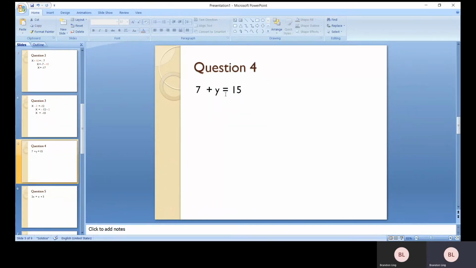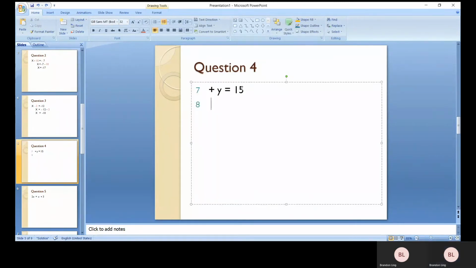Next we move on to question 4. 7 plus y equals 15. Here you need to keep the y on your left side. When you move 7 to the other side, it becomes negative 7. The reason is that in front of the 7 here you actually have a plus, but we don't usually write it down. So when you move it to your right side, you get a negative 7. Your final answer will be 8. 15 minus 7, you get 8.